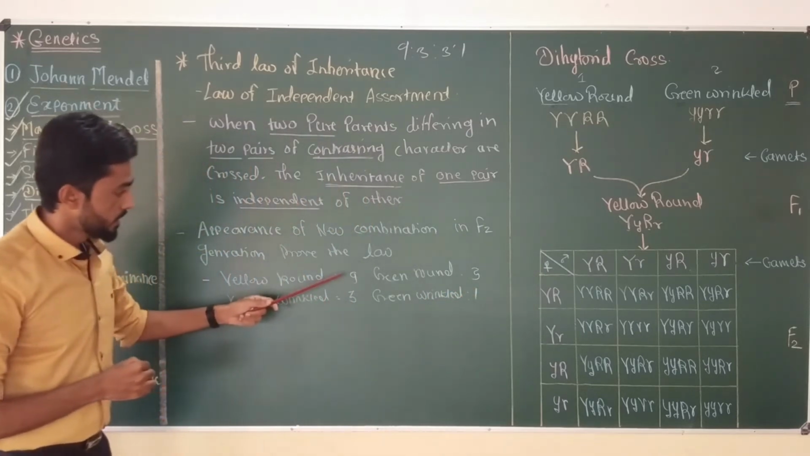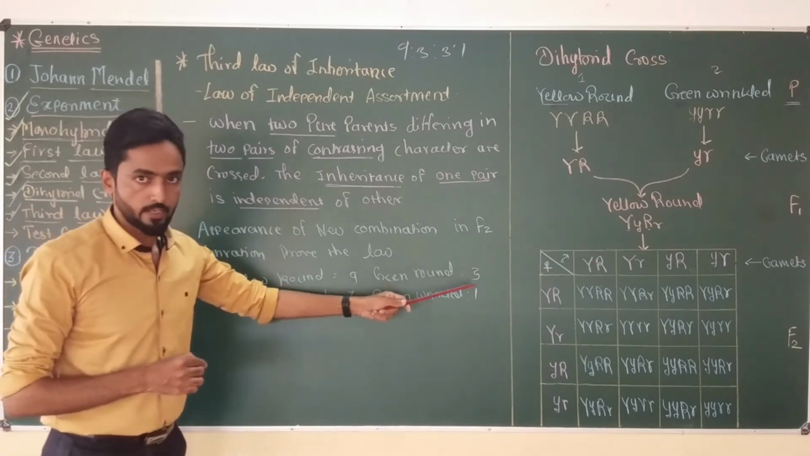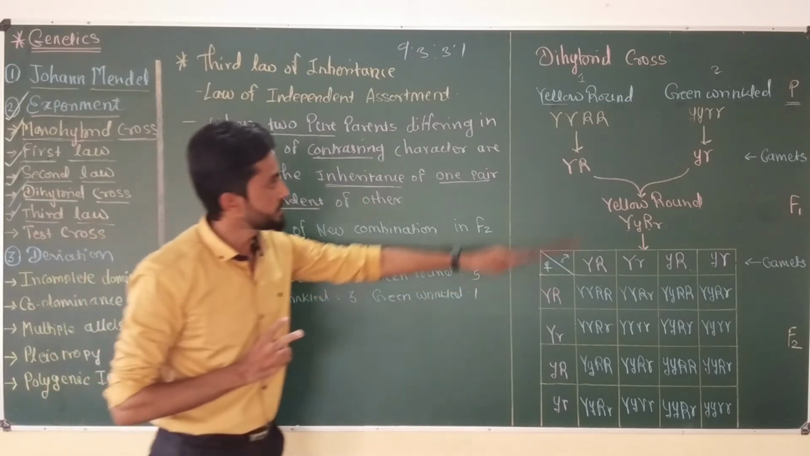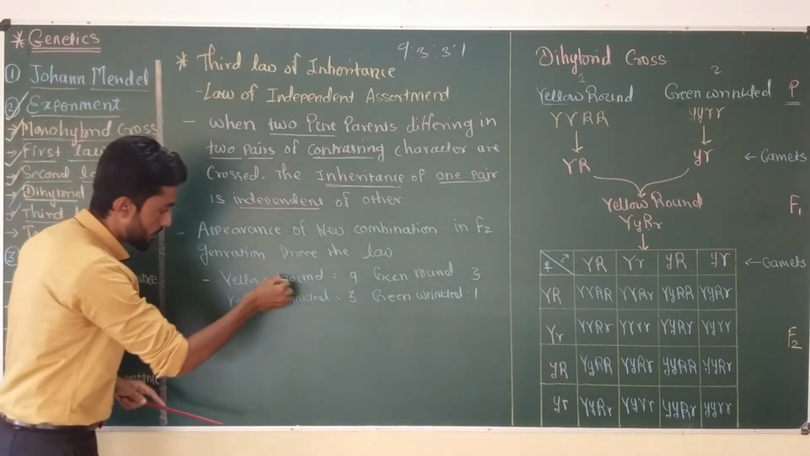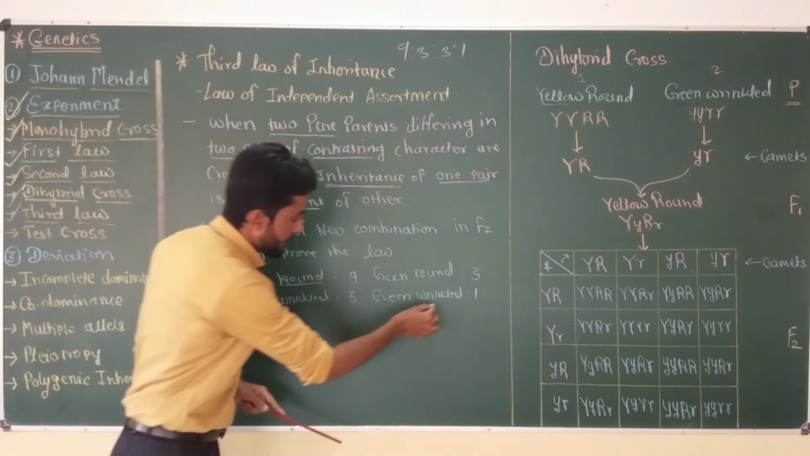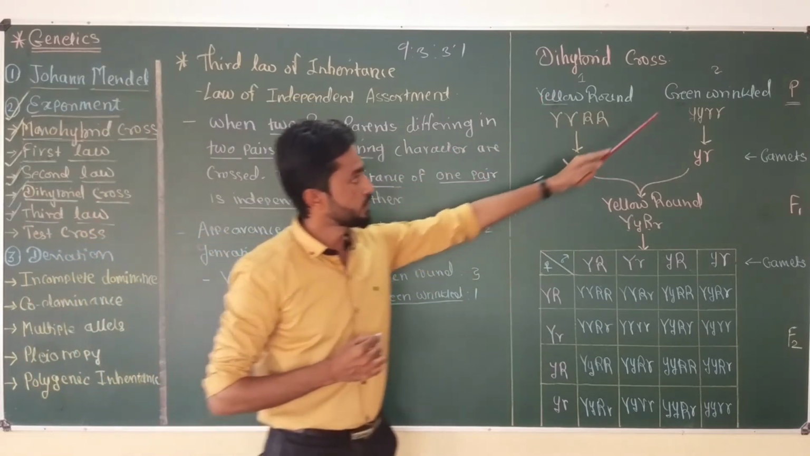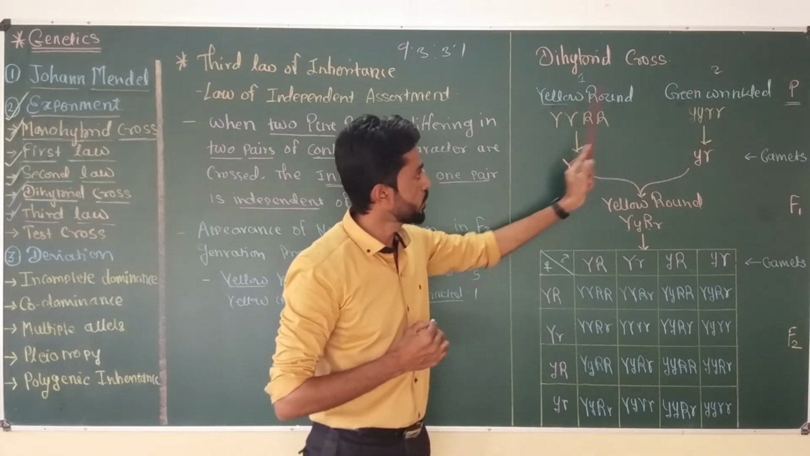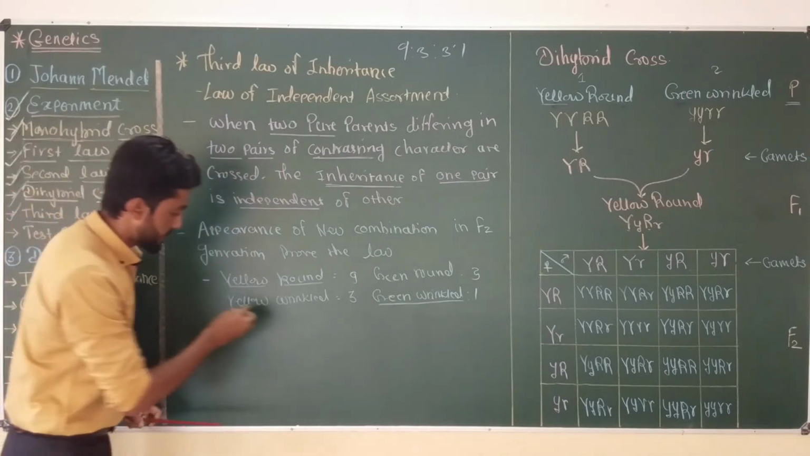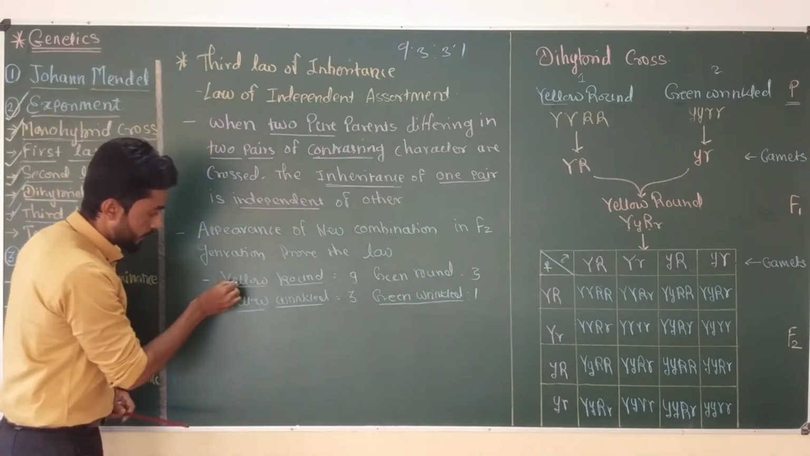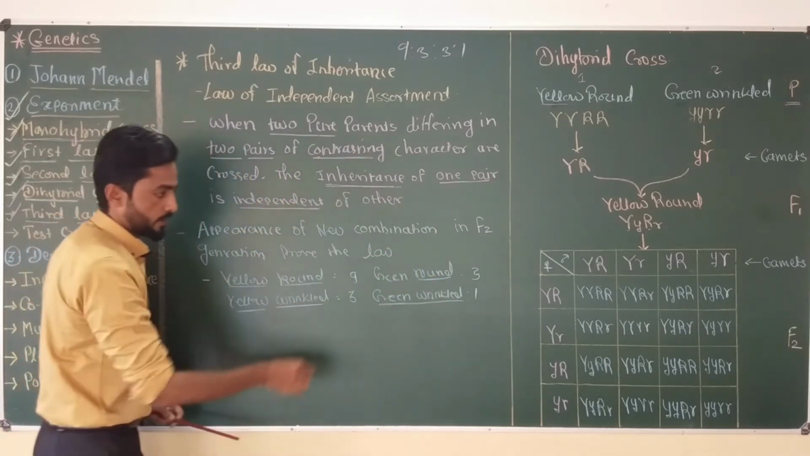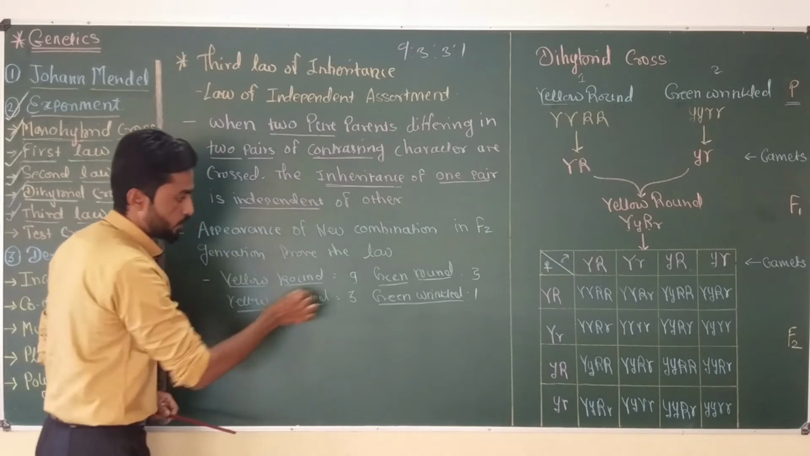Okay, so we got the ratio 9:3:3:1. Out of these four types of plants, two combinations are the original ones. Yellow round is a parental combination and green wrinkle is also a parental combination. These are the two parental combinations, but we have got two different combinations here, that is yellow combined with wrinkle and green with round. So these two are the new combinations.